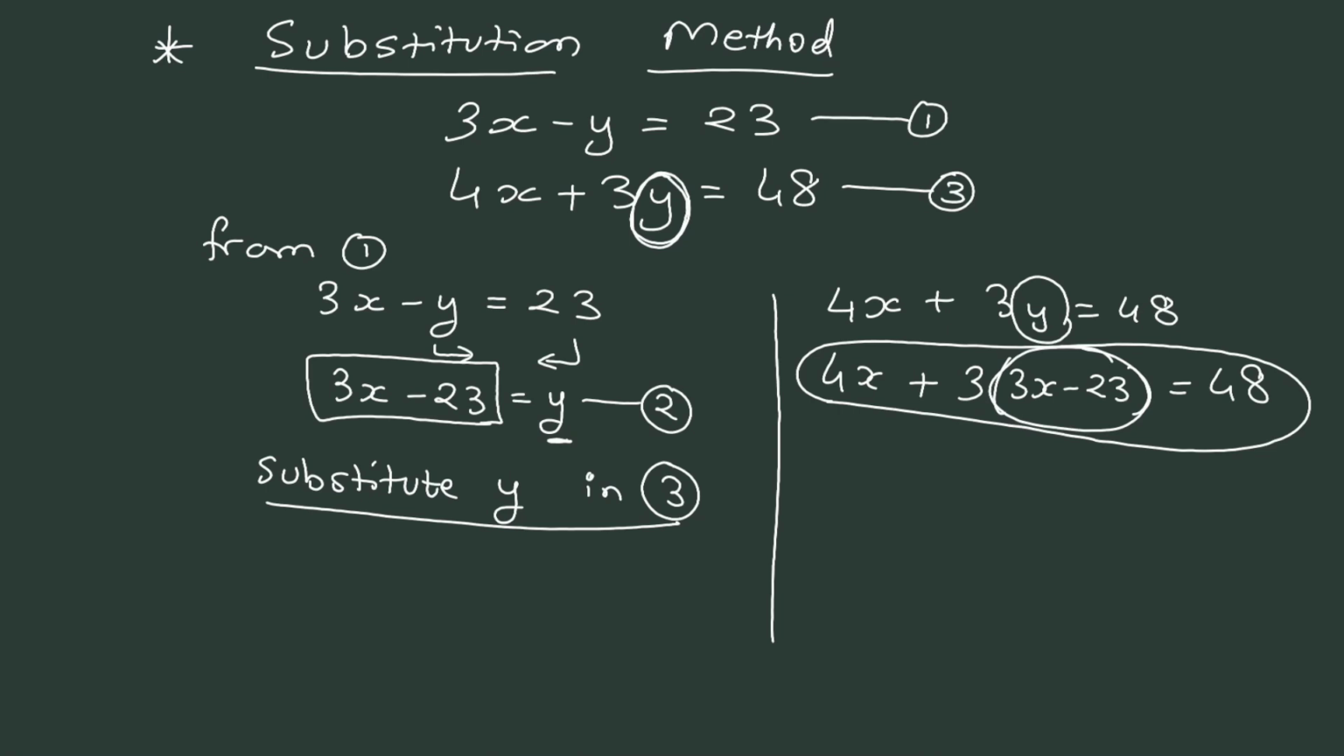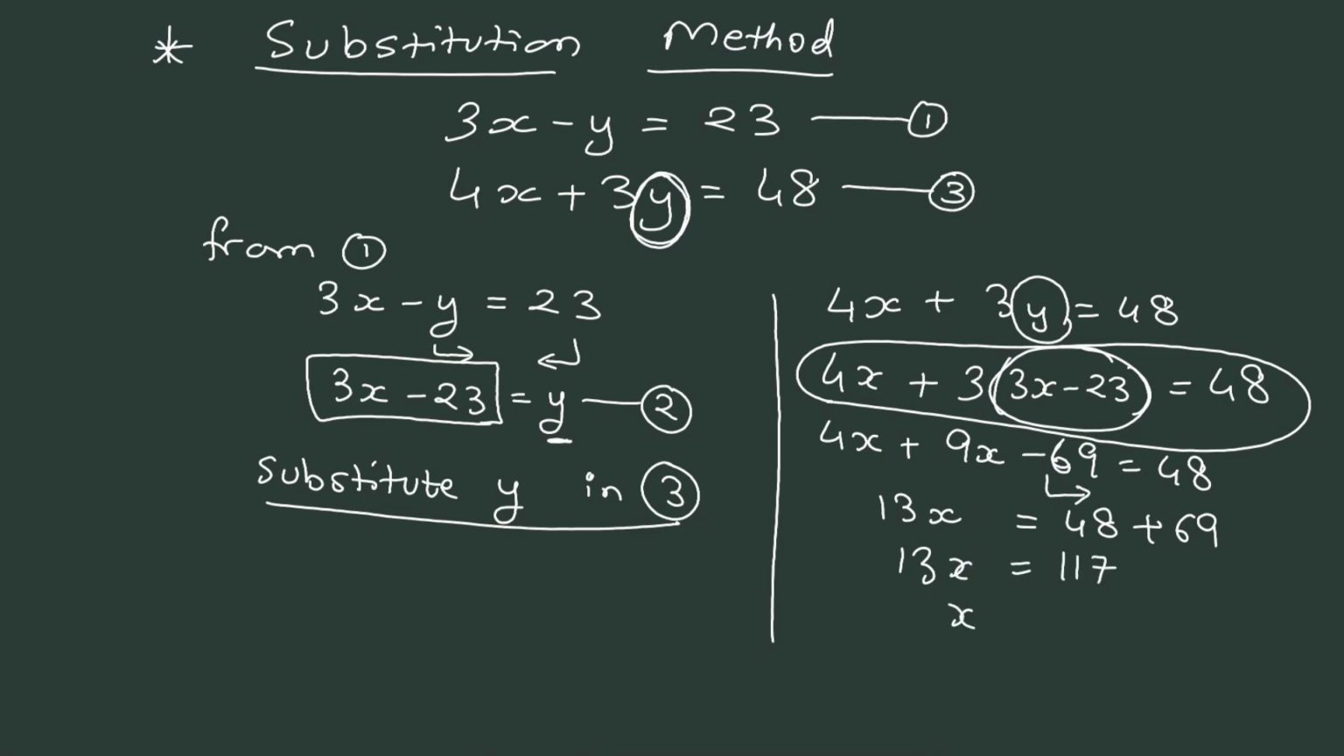Now solve the linear equation in one variable. 4x plus 9x minus 69 equals 48. 13x, 4x plus 9x, like terms. 13x equals, transpose 69, 48 plus 69, 117. So x equals 117 upon 13, which is 9. You got the value of one variable. Our solution is finding the value of both the variables.